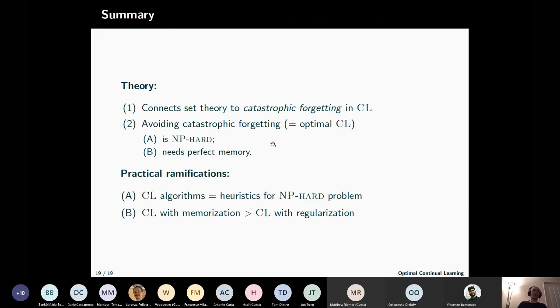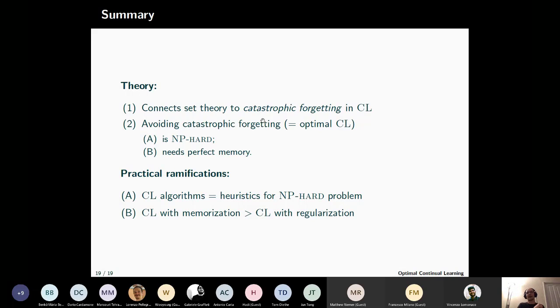And so to summarize, our work connects set theory to catastrophic forgetting with a picture that I hope is burnt into your skull forever now, because you saw it too many times during this presentation. What we show is that in order to avoid catastrophic forgetting and to produce an optimal continual learning algorithm, you have to solve an NP-hard problem, and you actually have to memorize the past perfectly, in the sense that you need one of each equivalent set's elements. And this tells you that when you work on continual learning, you work on something really difficult.